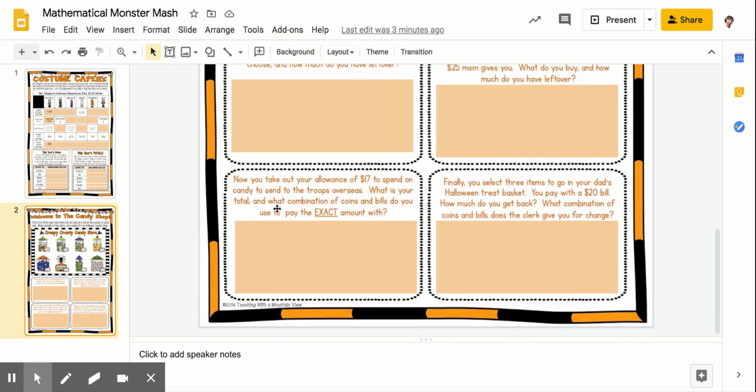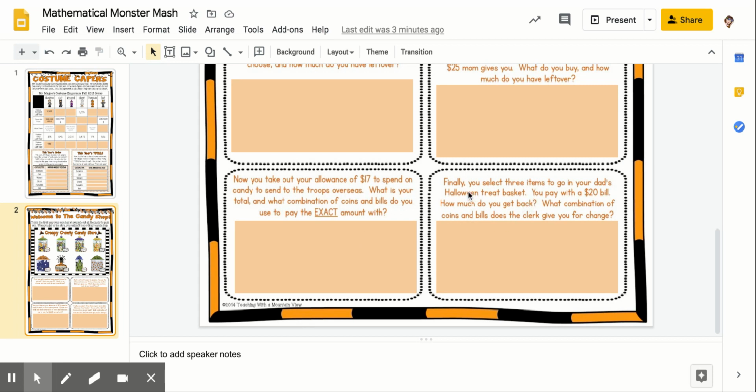Our next question would be, now take out your allowance of $17 to spend on candy to send to the troops overseas. What is your total, and what combination of coins and bills do you use to pay that exact amount? So you are going to take the $17 from your allowance, figure out what you can buy with that $17, and how many dollar bills, how many quarters, how many nickels, how many pennies would you use to pay that amount if you were paying cash.